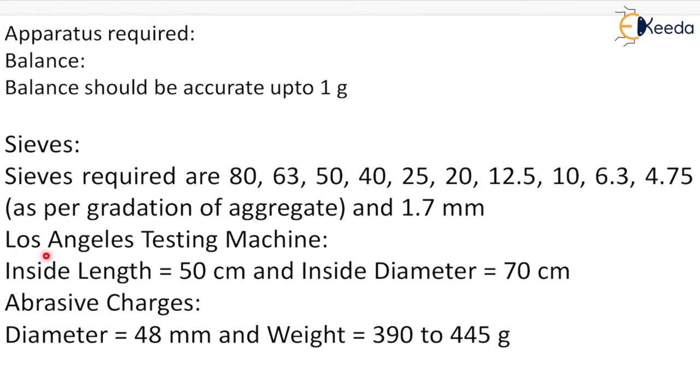Next is the Los Angeles testing machine. Inside length equals to 50 centimeter and inside diameter equals to 70 centimeter. And the other one will be the abrasive charges, that is the steel balls, diameter equals to 48 mm and weight equals to 390 to 445 grams.